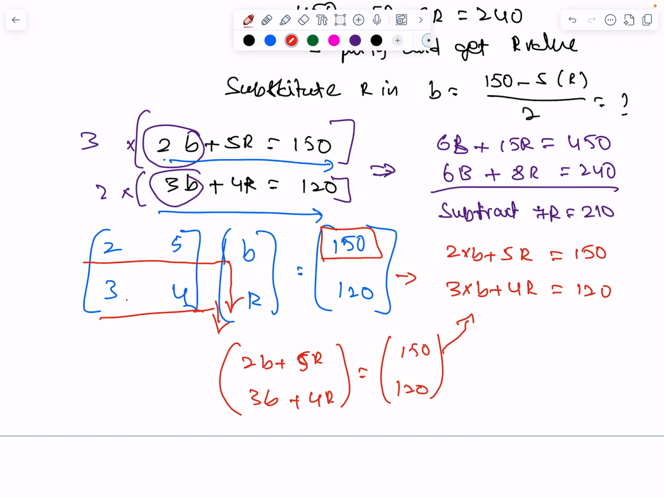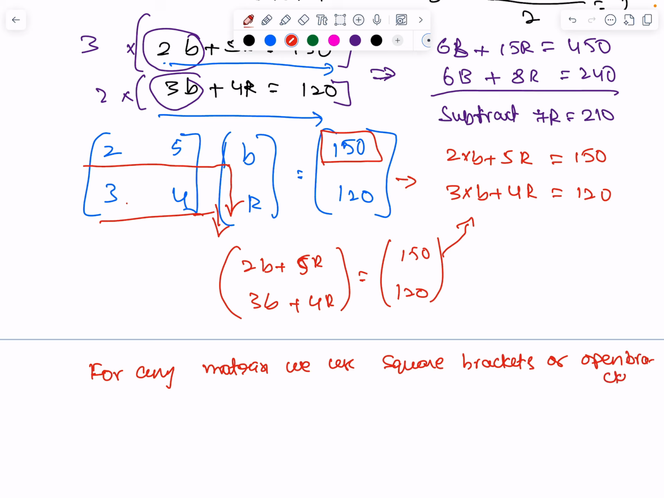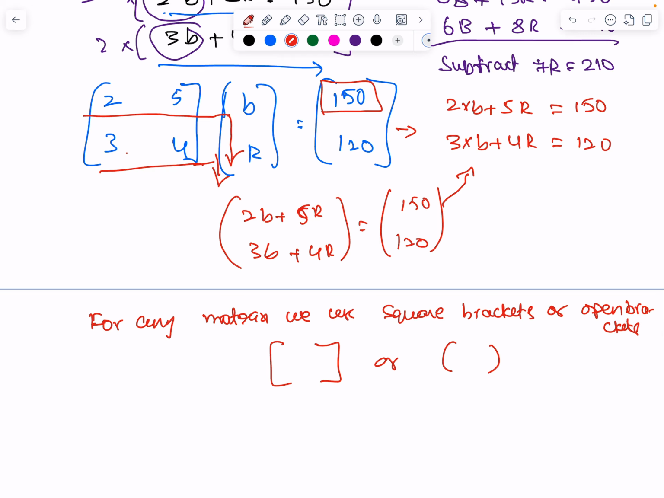Here, whenever you are representing a matrix, for any matrix, we use square brackets or round brackets. That is, either I can represent this way or this way. So both are standing for the same thing.